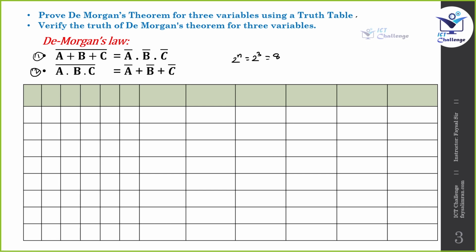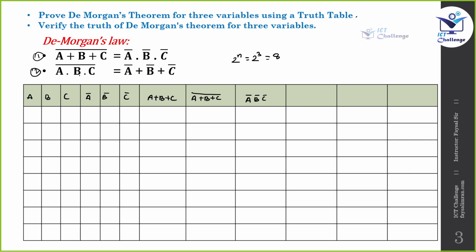Now for the first law, we need A, B, C and A bar, B bar, C bar as usual. This is our common column for these 2 equations. Now for the first equation, we need A plus B plus C whole bar. For this whole bar, we need to find the value of A plus B plus C at first, and after that we get the opposite value of A plus B plus C. The right hand side is A bar, B bar and C bar, so we write the values of A bar, B bar and C bar.